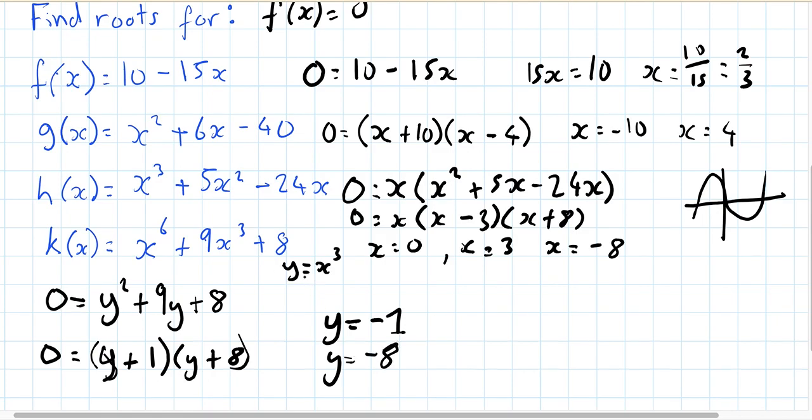Now we go back to what we've written here. So therefore, x to the power of 3 is equal to minus 1 and x to the power of 3 is equal to minus 8. Now, we know we can't square root a minus number, but because this is a cube, we can cube root it. So x equals the cube root of minus 1, which is minus 1, and x equals the cube root of minus 8, which is minus 2. And that's it for that one.